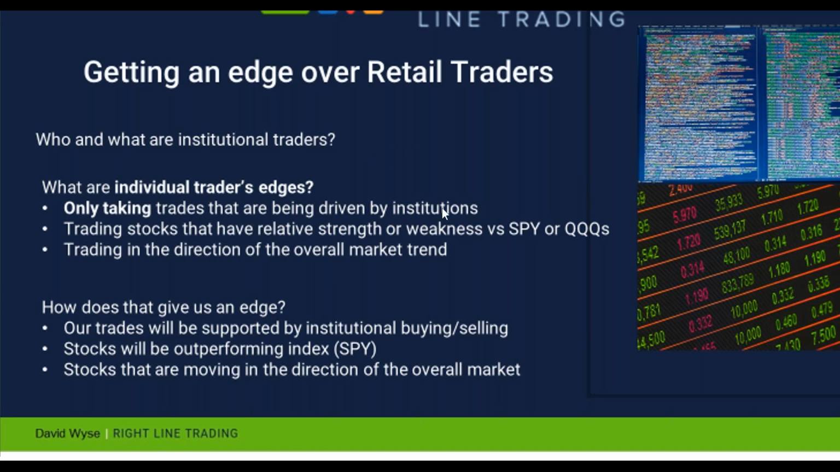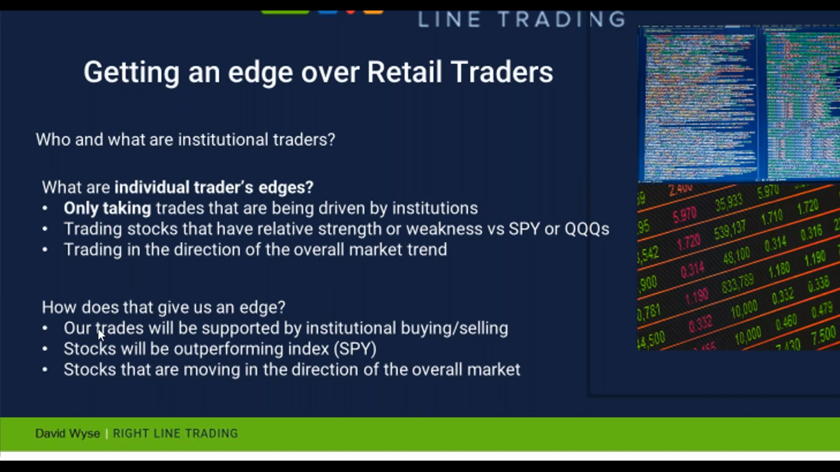We only take trades that are being driven by institutions. Most retail traders won't know this. We only trade stocks that have relative strength or relative weakness to the SPY or the QQQ. So we're actually trading stocks that are even stronger than the market for the longs and even weaker than the market for the shorts. And again, we want to trade in the direction of the overall market trend if there is one. Basically, we're trend trading.